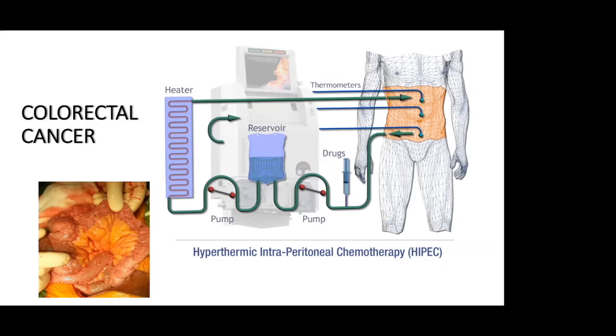So in colorectal cancer, what they do is that they first do a cytoreductive surgery. So they remove as much disease as they can, and then they connect to this big machine. You've got an outflow and an inflow. So in the outflow, they inject drugs, being chemotherapy. That goes to the machine, it gets heated, and then it gets pumped back into the abdomen. So they do the surgery, and then they connect the machine, and for 2 hours, there's a continuous circulation of chemotherapy through the abdomen. And that has been shown to improve survival.